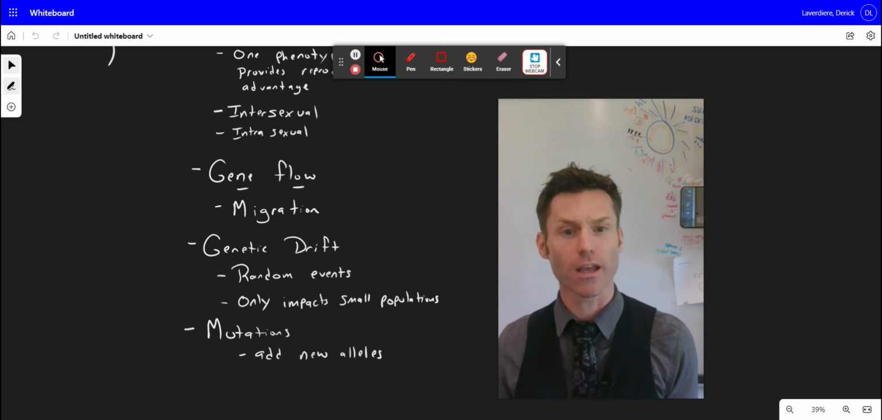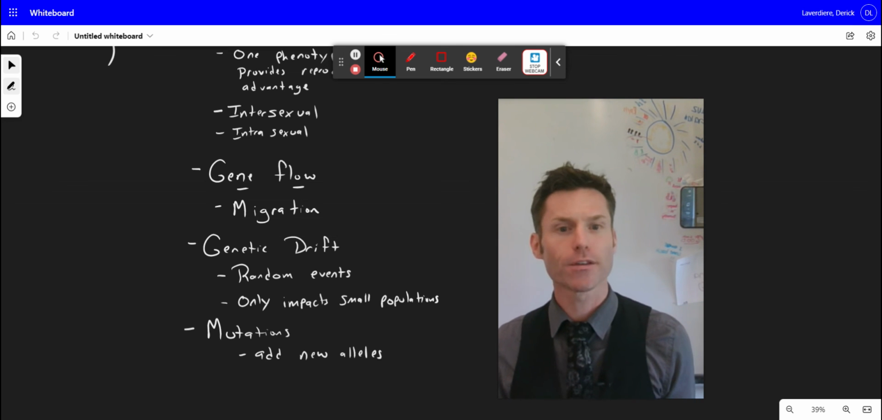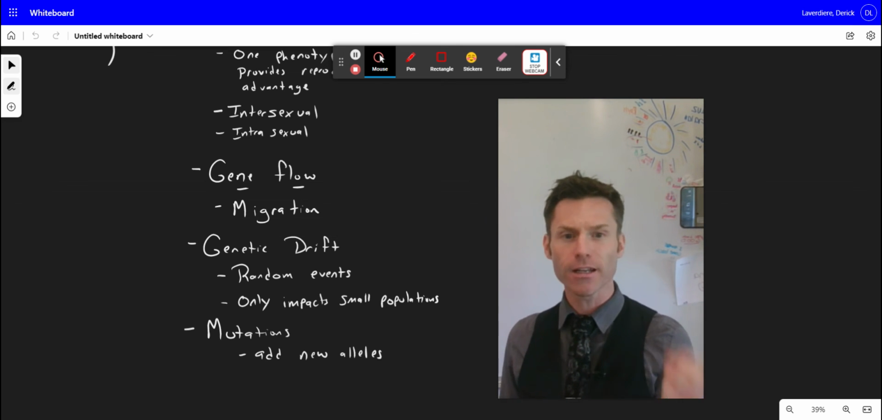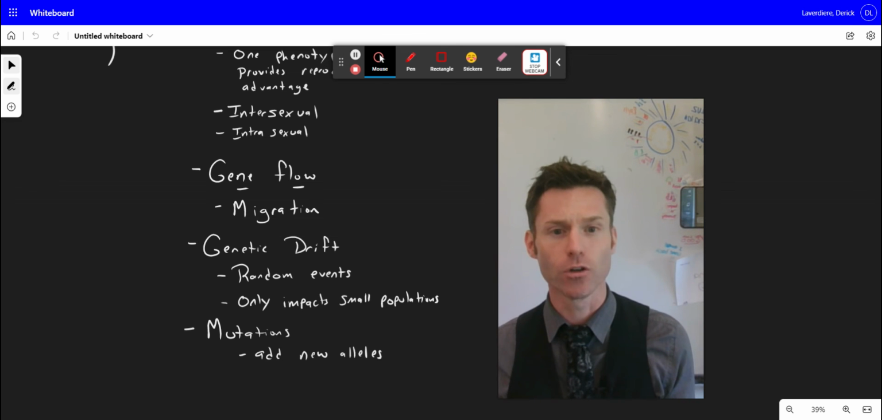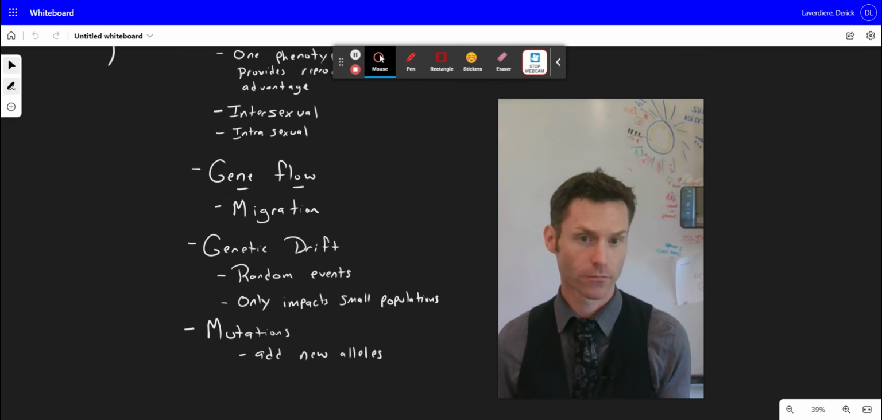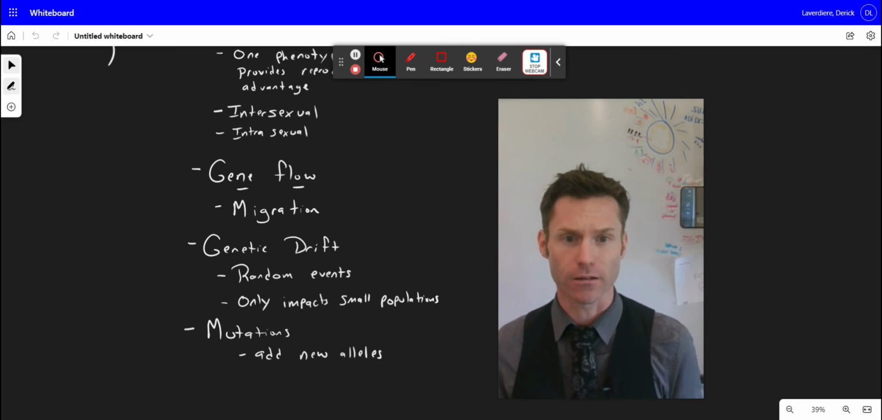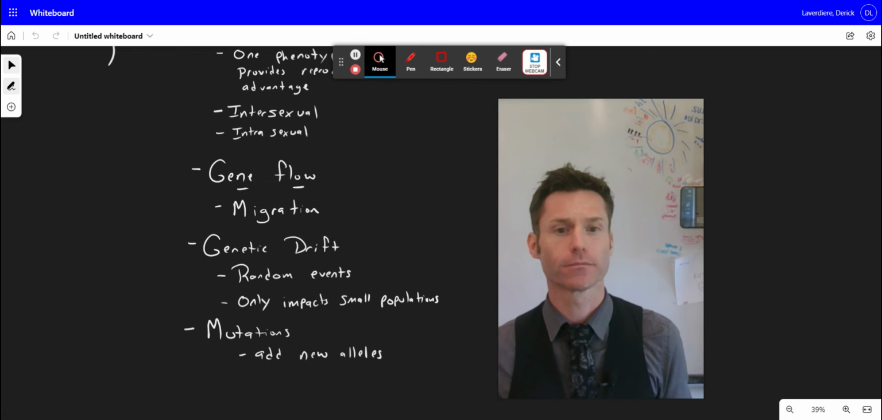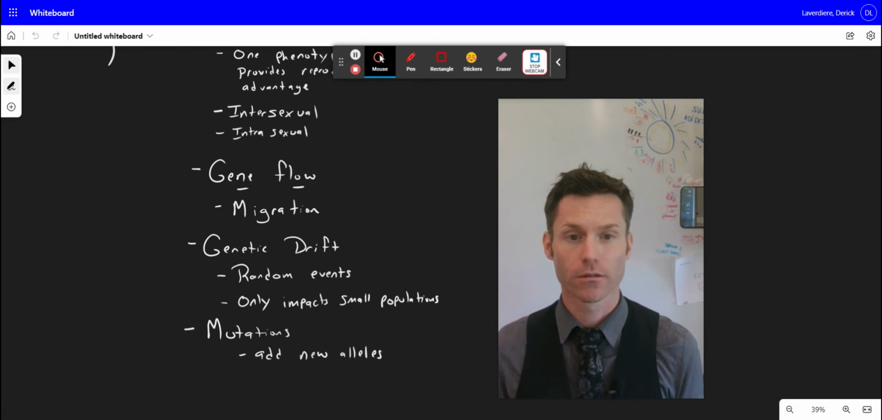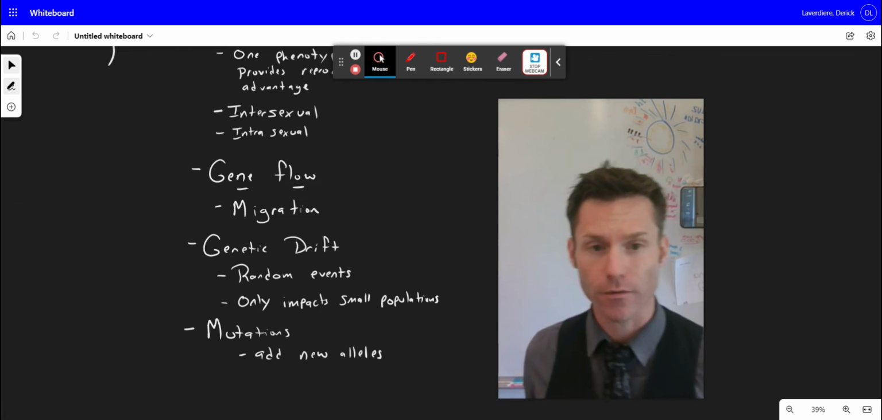And the last one is mutations. Right? And so the big thing about mutations is that it can instantaneously add a new allele to the population. Right? And so that is instantly a shift in allele frequency. Right? So yeah, that's it. Those are the 5 driving forces of evolution.